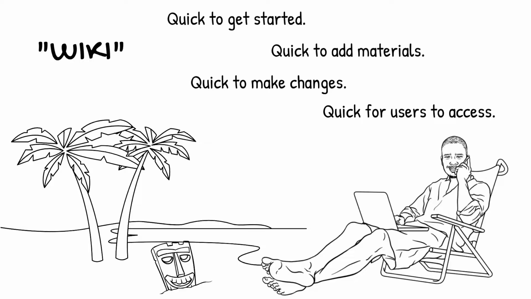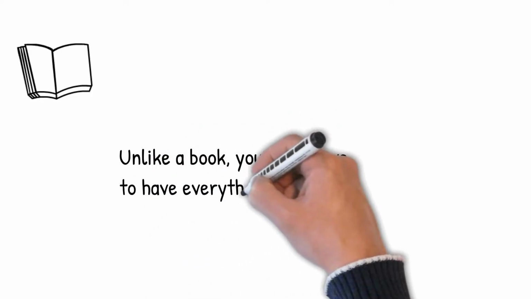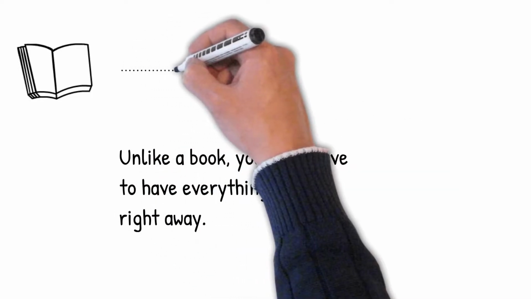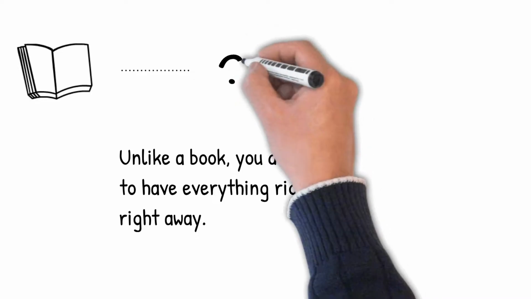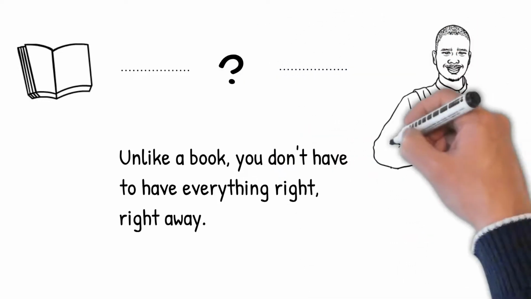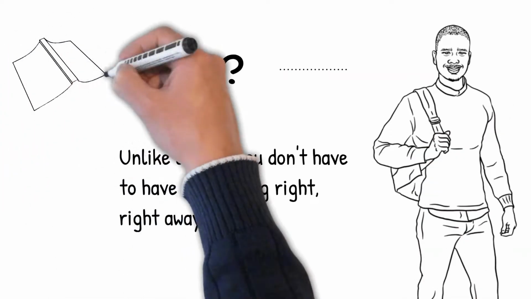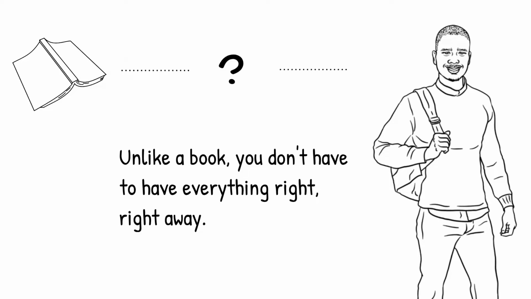First of all, a wiki isn't like a book because you don't have to have everything right away. Now, I know that sounds crazy. Why would you publish something unless it were all correct? Well, there's a very good reason, and I'll get to it in a minute. But for now, keep in mind that it's okay to publish in a wiki even if everything isn't complete.